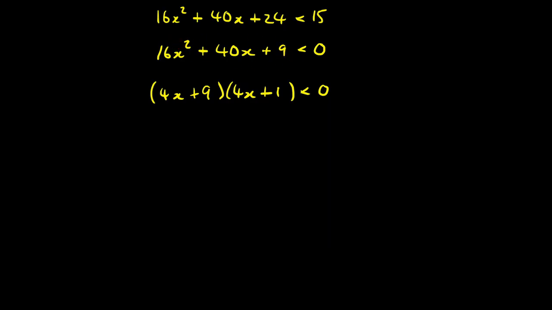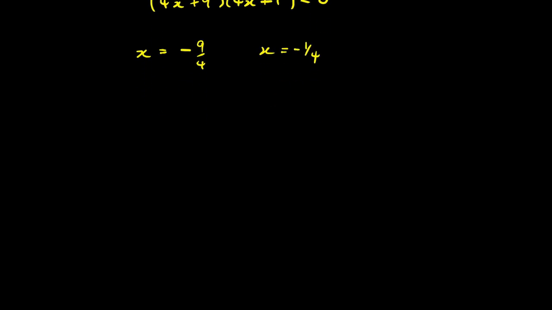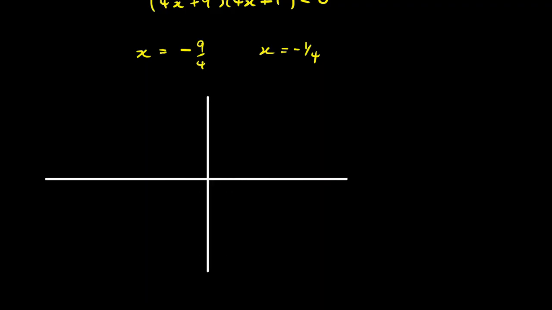And to do that, I want to get the x-intercepts. My x-intercepts are as follows. I've got x equal to negative 9 upon 4, and I've got x is equal to negative 1 upon 4. What that means is that if I was to sketch this graph, like that, here is negative 1 upon 4, and here is negative 9 upon 4.